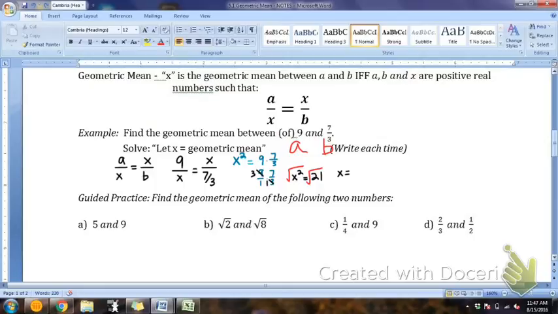The square root of 21, is that going to break down? Yeah, when I break it down, it's 7 and 3. Can you go anywhere from 7 and 3? So this is your answer.